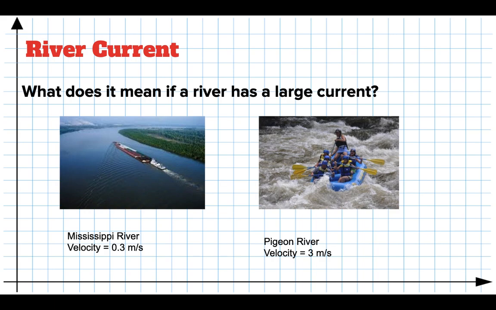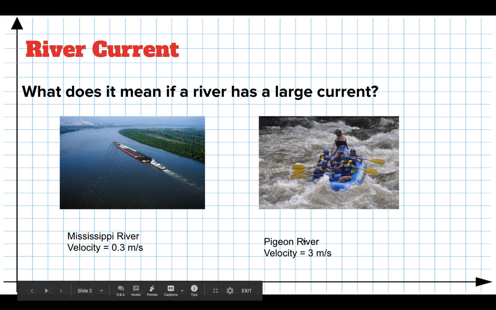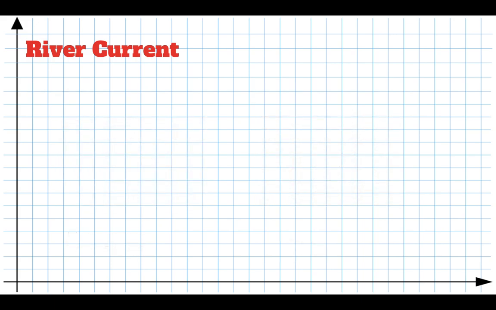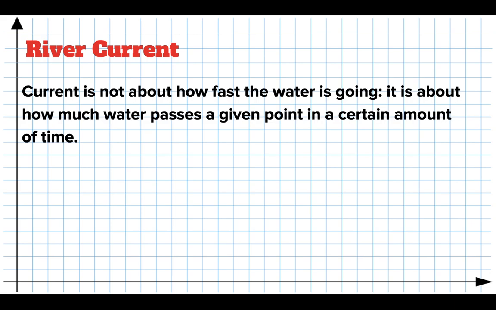So I think most of you would probably say that even though the Pigeon River is going faster, the Mississippi has more current. So clearly current isn't just about how fast it's going. When we talk about river currents, it's not just about how fast the water's going, it's about how much water passes a given point in a certain amount of time.